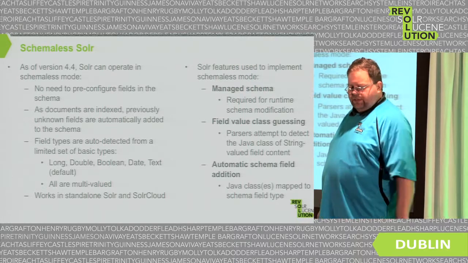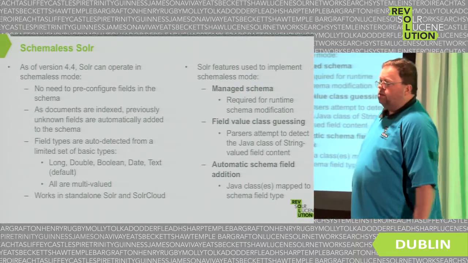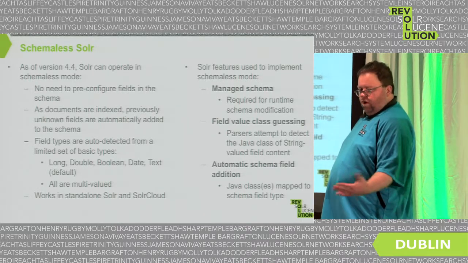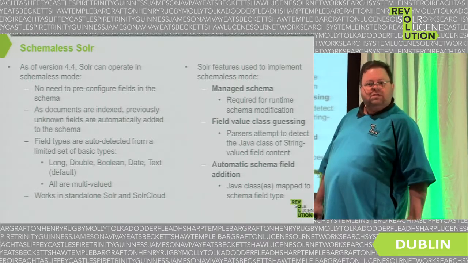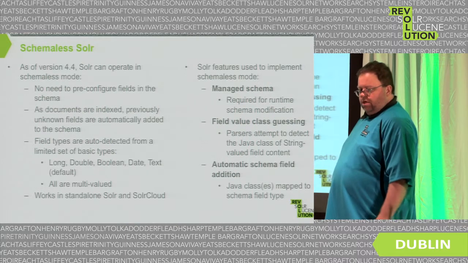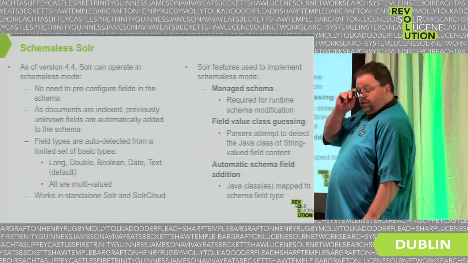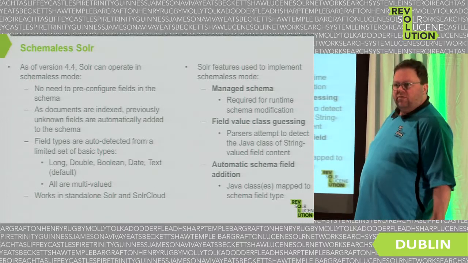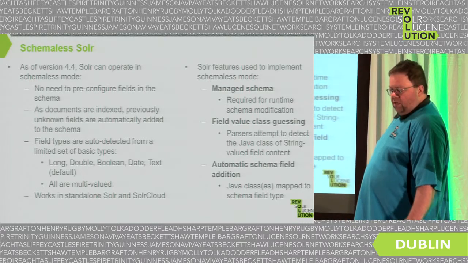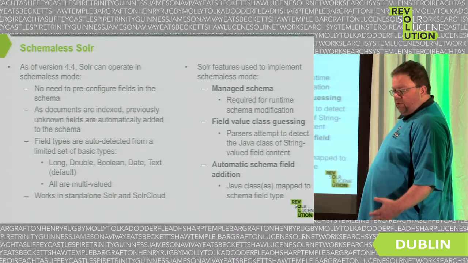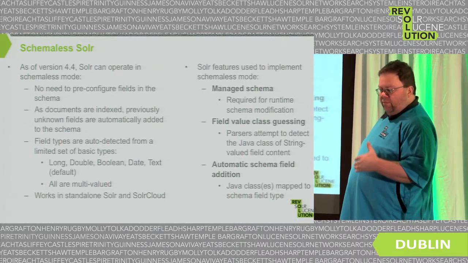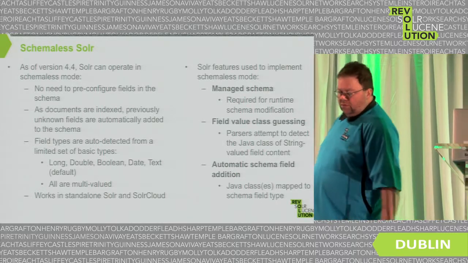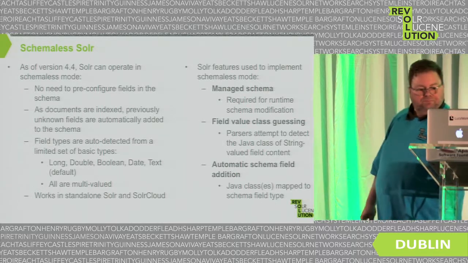There's three features that I list there over on the right. They're used to implement this schemaless mode: managed schema, which is required in order for the schema to be modified at runtime; field value class guessing, in which parsers attempt to detect the Java class of string-valued field content; and automatic schema field addition, where Java classes of field values are mapped to schema field types.